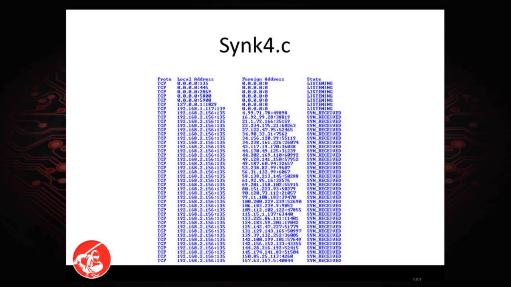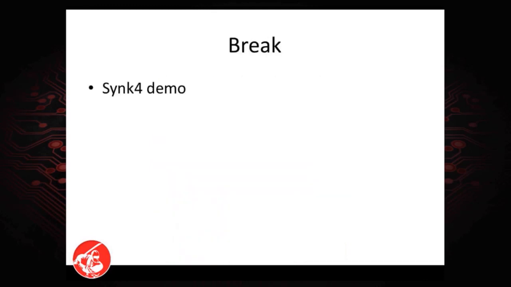Randomizing your source IP address means, one, you don't get caught. Two, maybe they won't actually detect you. And three, the packets don't come back to you, the source, which would indicate where the attack came from. We'll break here and do the demo for Sync4.